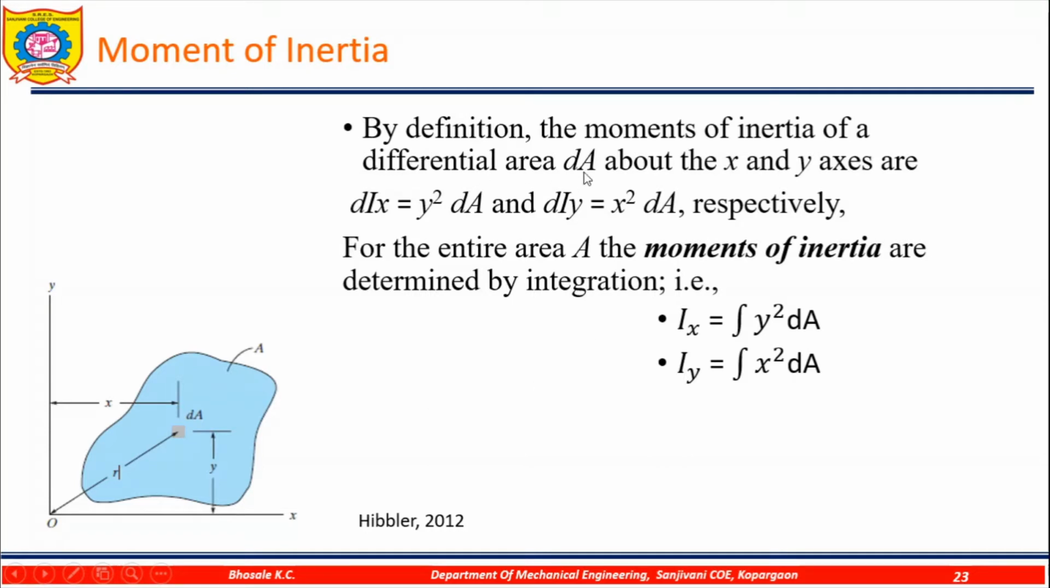By definition, the moments of inertia of a differential area dA about the x and y axes are dIx equal to y square into dA and dIy equal to x square into dA, respectively. For the entire area A, the moments of inertia are determined by integration, that is Ix will be equal to the integration of y square dA and Iy will be equal to the integration of x square dA.